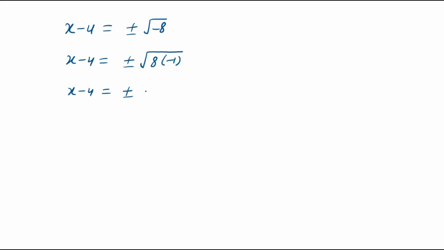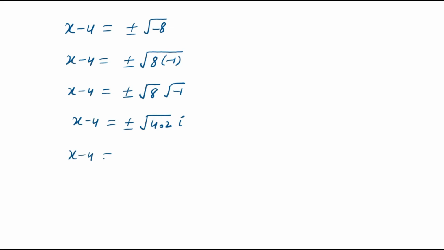Here x − 4 = ± square root of −8, which is the same as 8 times −1. So x − 4 = ± square root of 8 times square root of −1. The square root of 8 is the same as square root of 4 times 2, and the value of square root of −1 is iota.